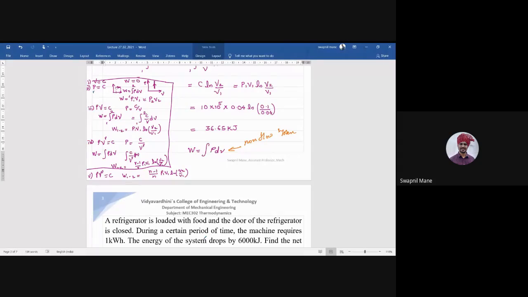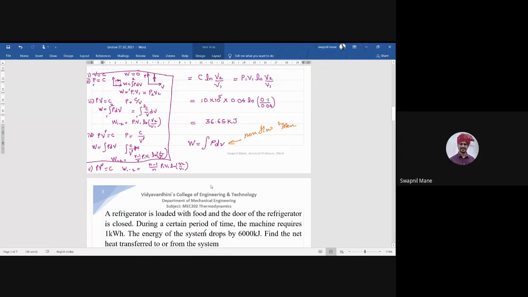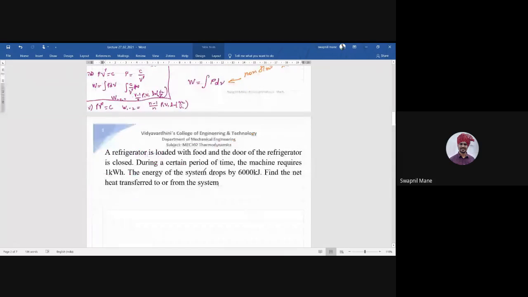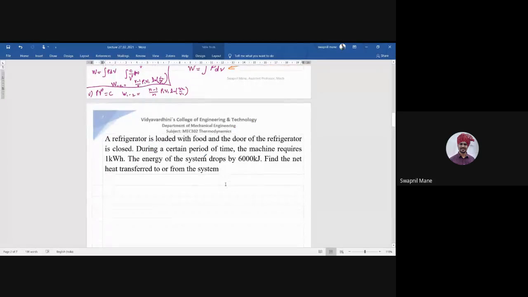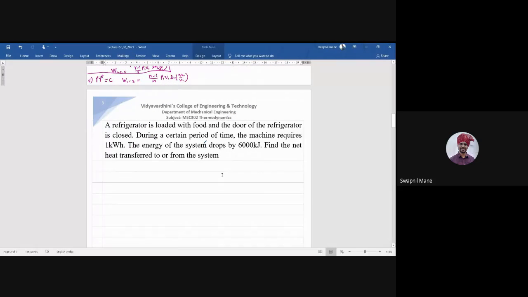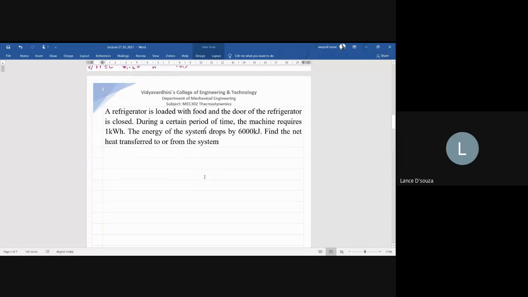Any difficulty in understanding this? No, sir. Correct. Okay, if you have difficulty, please speak. Don't keep it to yourself, because this first law will have a good amount of marks in the term test. Now next question.